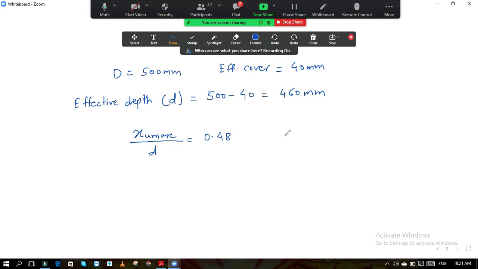So we know that for Fe250 it is 0.53. Now Fe415 is there, so it is 0.48. And for Fe500 it is 0.46. So therefore from this we can calculate the XU max, the maximum value. XU max is equal to 0.48 into D, which is 460. So let me know the answer of this.